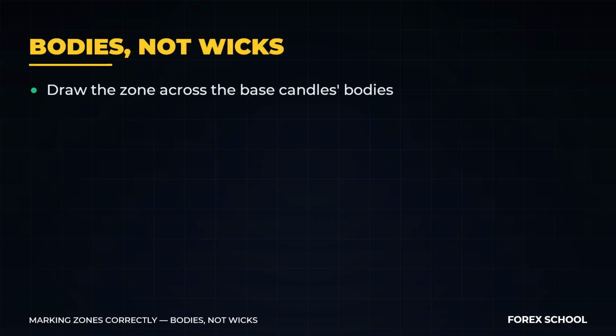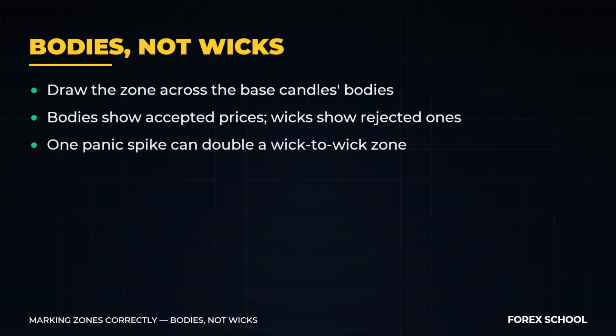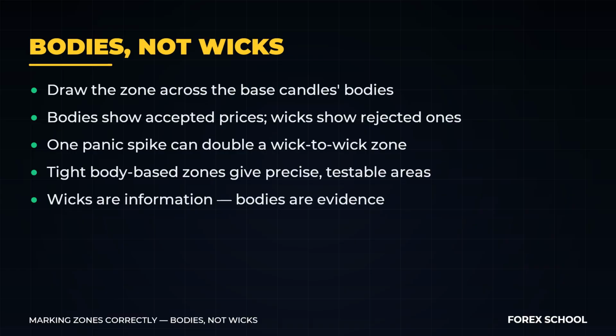So how wide should a zone be? Here's the rule this course recommends: draw it across the bodies of the base candles, not the full stretch of their wicks. Why? Because a candle body shows where the market accepted price, where real business settled. A wick shows a moment of panic that was instantly rejected. Build your zone from wick to wick, and one dramatic spike can double its size, turning a precise area into a blunt one that tells you almost nothing.